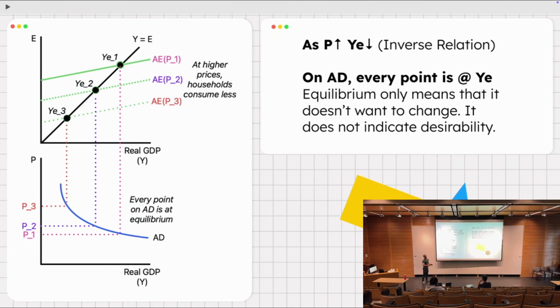So every point on an aggregate demand curve is going to be equilibrium because it's built off of, okay, so when we change prices, demand's going to change, people are going to want different things, and so we graph that kind of change, and it's negative sloped for the reasons that we talked about before. So basically, it's just every point on this is an equilibrium point for aggregate expenditure.